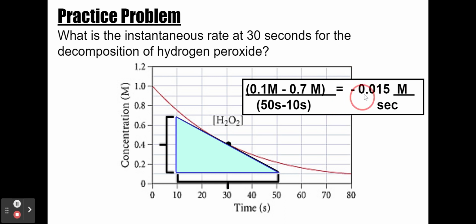And it's negative because the rate of change is decreasing. So our instantaneous rate of change is going to be negative because we're decreasing in the amount of reactant that we have. So it should be negative. That's what the negative is telling us.